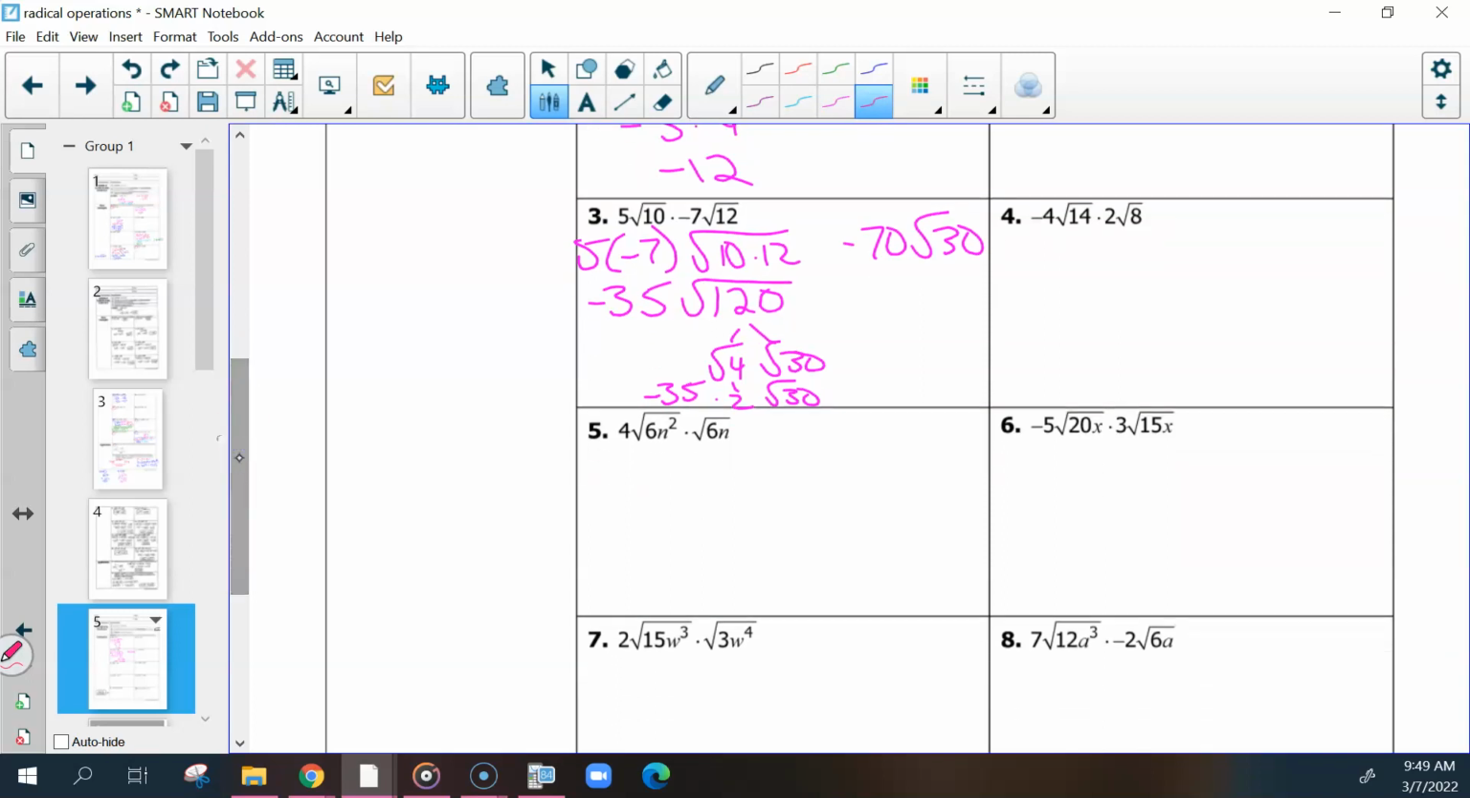Let's jump to number 6. 6 now has variables. So be careful with this. On the outside, we have negative 5 times 3. On the inside, we have 20x times 15x. 20 times 15 is what? 100. And if we're multiplying these x's together, we're adding their exponents together. So this would be x squared.